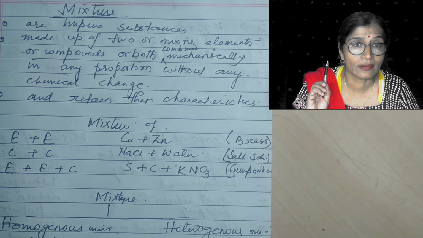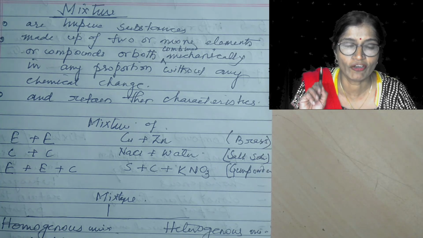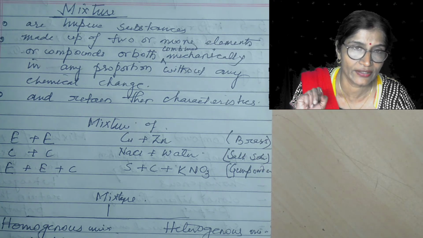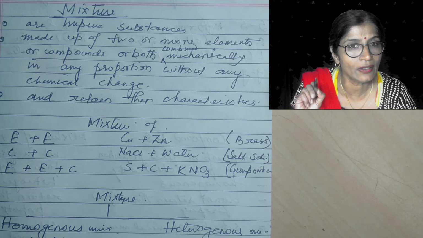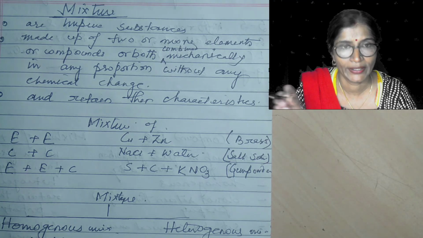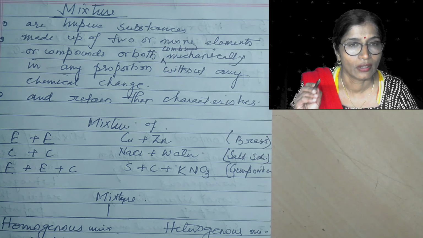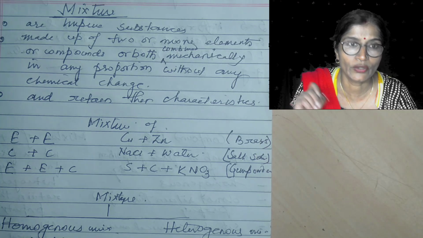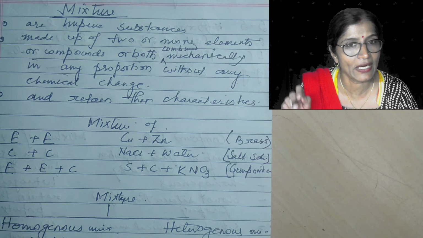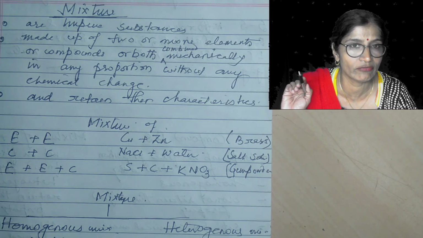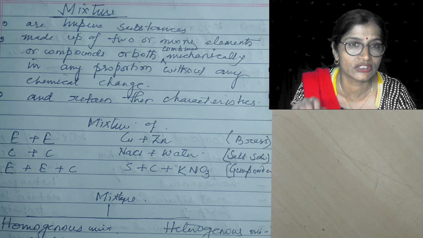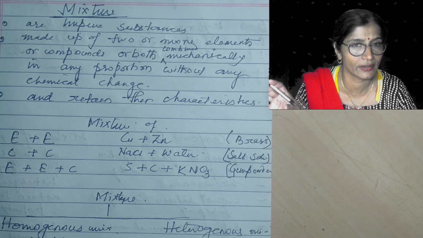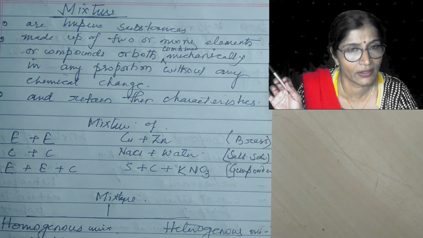And the second thing is that the components can retain their property. For example, in air you will get the property of oxygen, of carbon dioxide, as well as nitrogen. Oxygen supports combustion, air also supports combustion. Carbon dioxide turns lime water milky, and if you pass air through lime water, even air will turn lime water milky. It means the properties of both oxygen and carbon dioxide are present in the air. In the same way, the property of nitrogen is also present in the air.